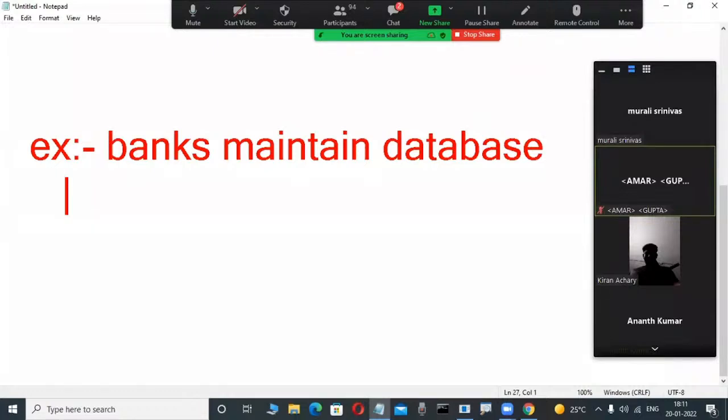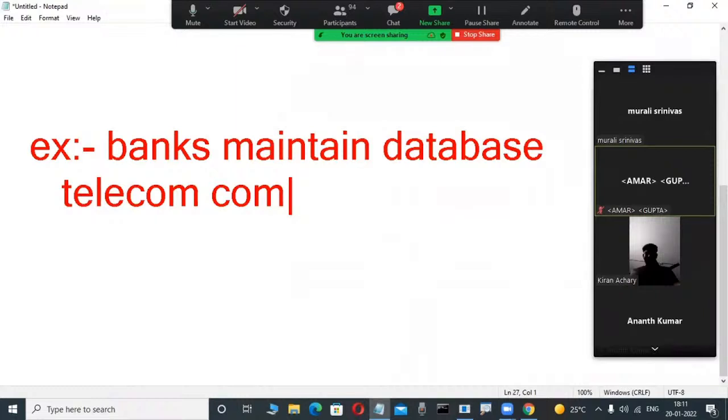Suppose telecom companies. So many examples are there, just roughly for easy understanding. Telecom companies maintain databases. Suppose you make a call to your friend or anything. Those call details will be stored in a database.